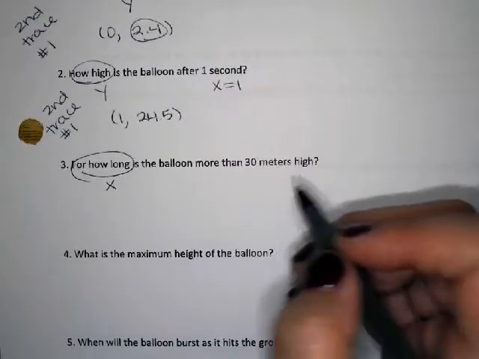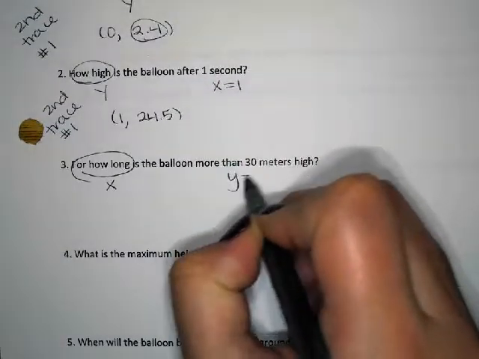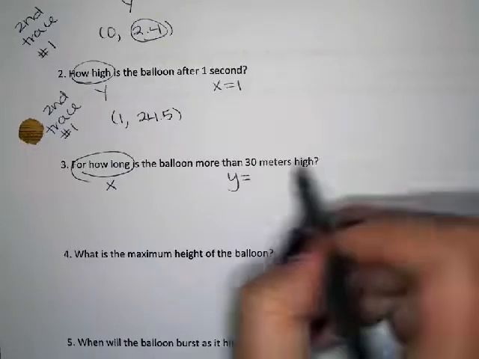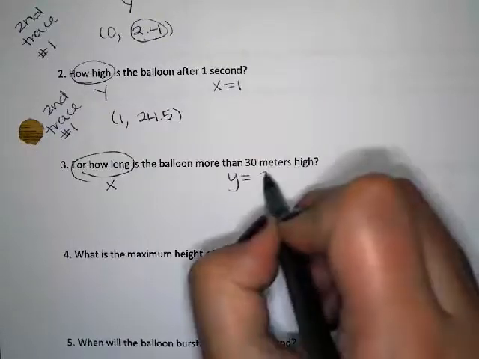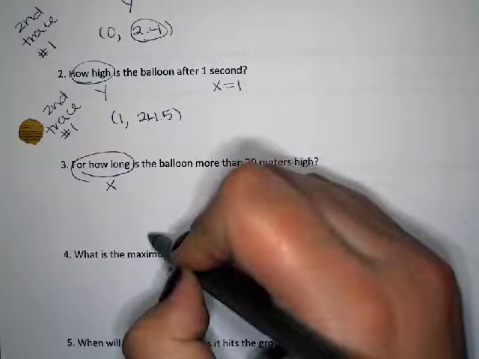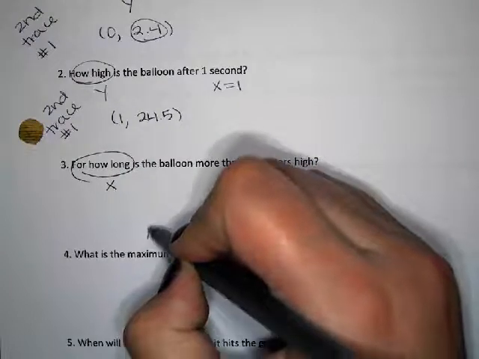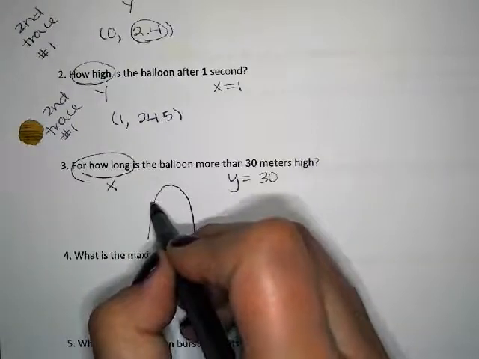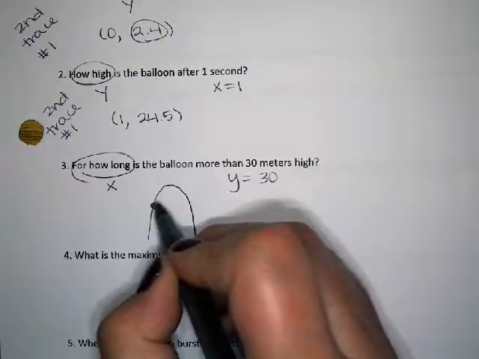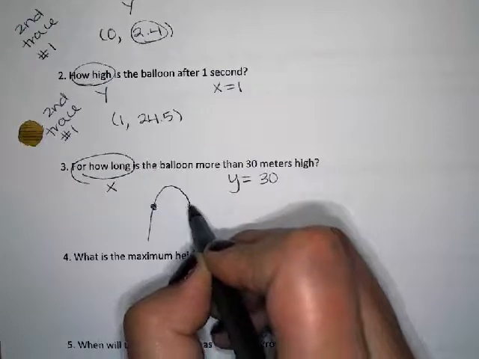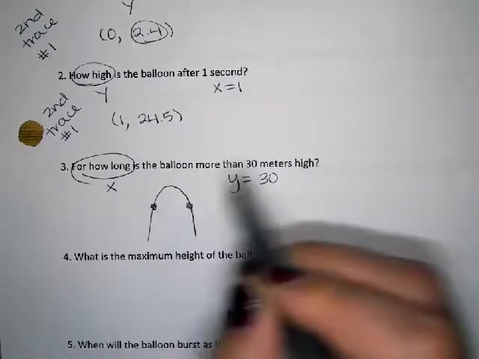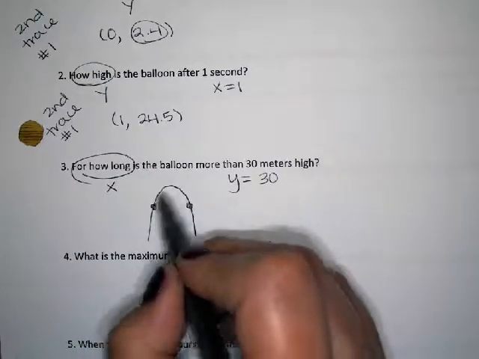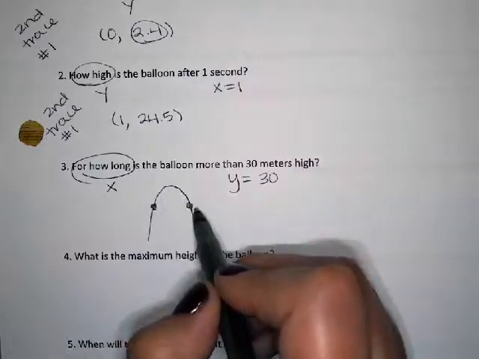Okay, so let's draw a picture of this. So the water balloon goes up in the air and it comes down, right? So what's going to happen is it's going to hit 30, it's going to go up in the air, and then it's going to come back down to 30. So what they want to know is how much time passed. So there's going to be 2 answers here, and then we're going to have to see how much time happened in between them. Does that make sense?